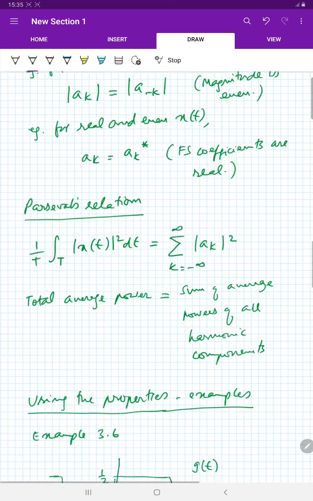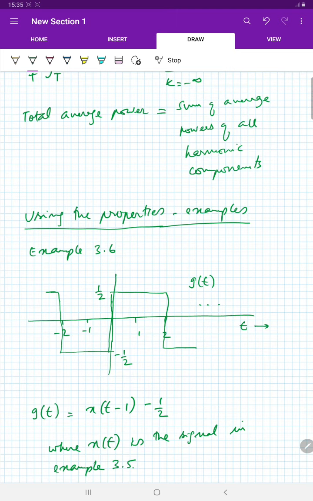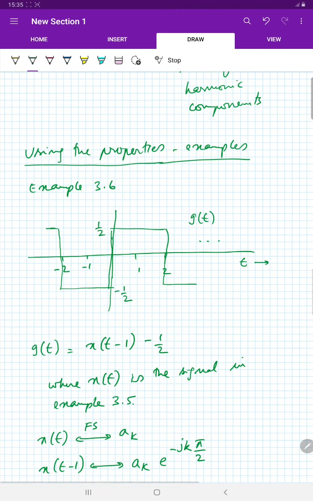We will now see some examples using these properties. There are more examples in the book that you can go through; I am only touching upon two of them. This is example 3.6 from the book, which is the example of a square wave. You are asked to find the Fourier series coefficients of a periodic square wave, which is called g(t). Immediately we can make use of the time shifting property, which we had seen earlier.